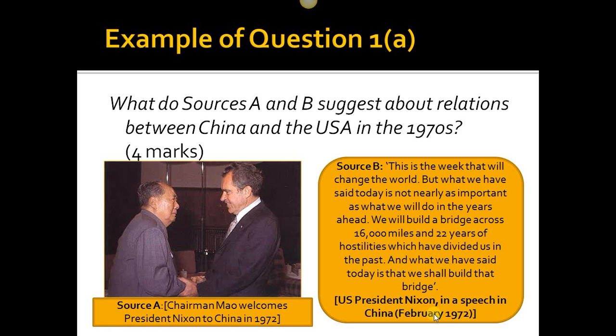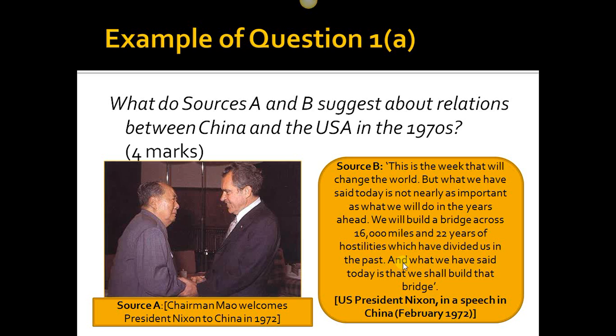These 2 sources, I can give the written answer, which I wrote myself, okay, are showing that relations between China and the USA are improving. If you take the evidence that is given to you in this photograph, you can see that there is a sign of friendship, okay? And if you read the speech that Nixon has made, he's actually said that this is an important day, okay, that will change the world, and a bridge has been built across 16,000 miles and 22 years of hostilities. So both of these sources are suggesting an improvement.